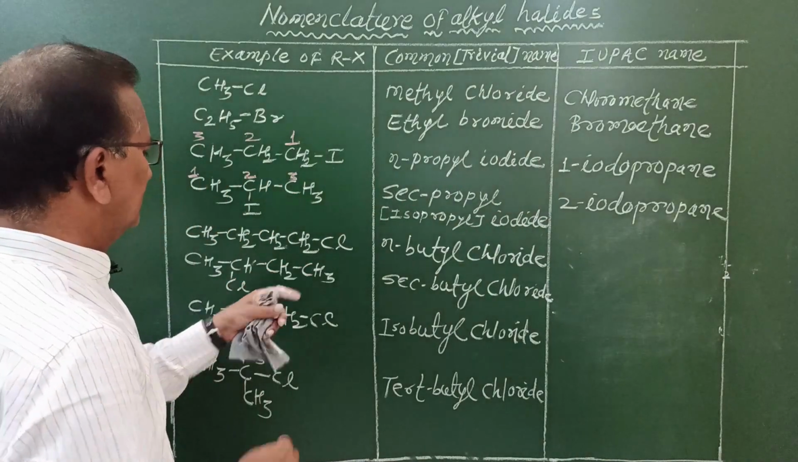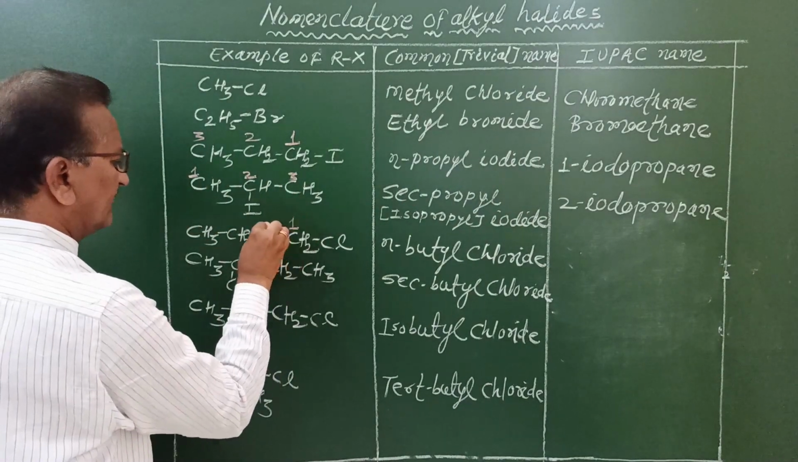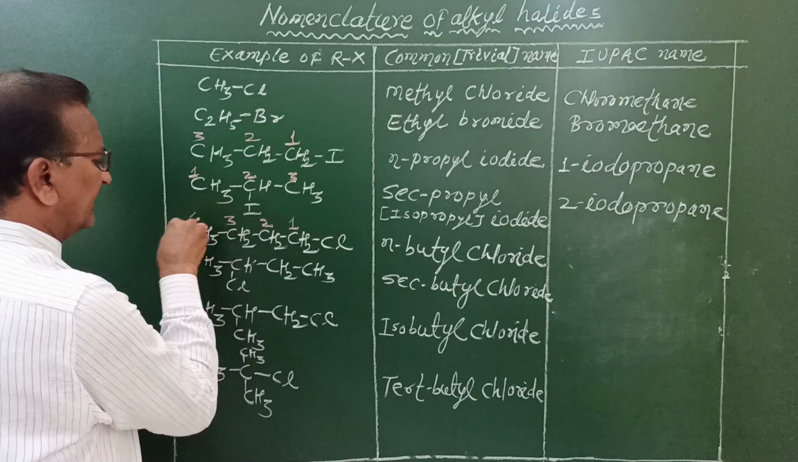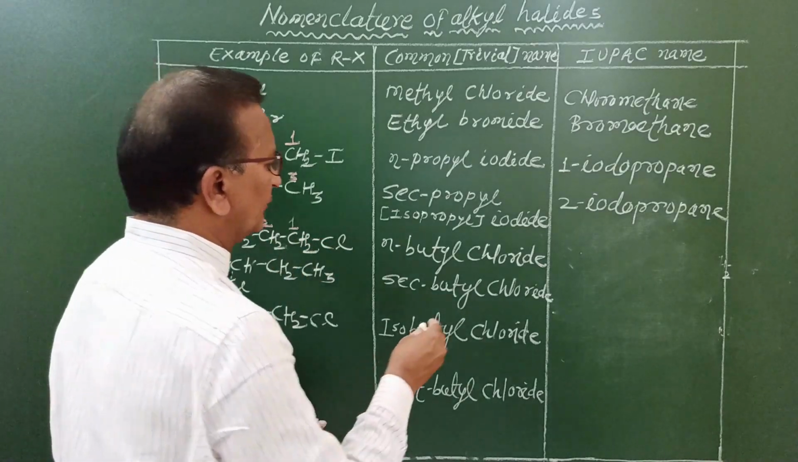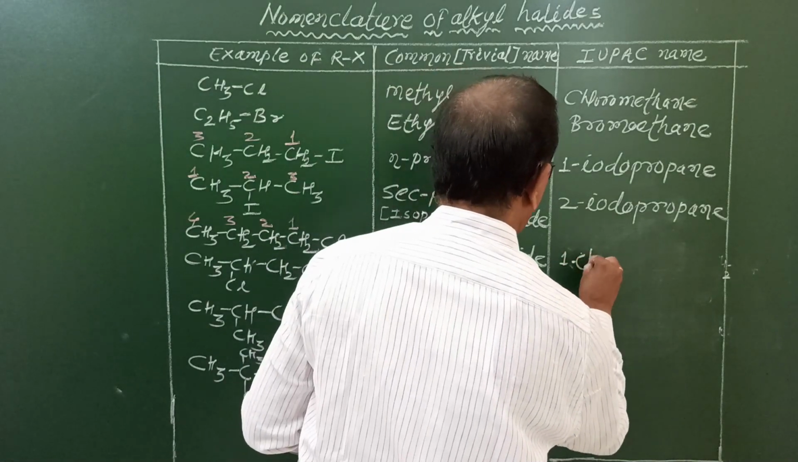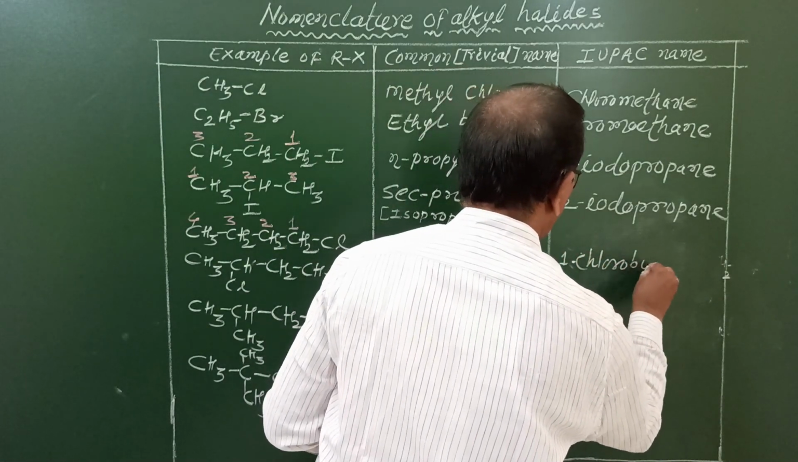Now let us see. This is numbered as 1, this is numbered as 2, 3 and 4. Since the chlorine atom is bonded to carbon number 1, the name is 1-chlorobutane.